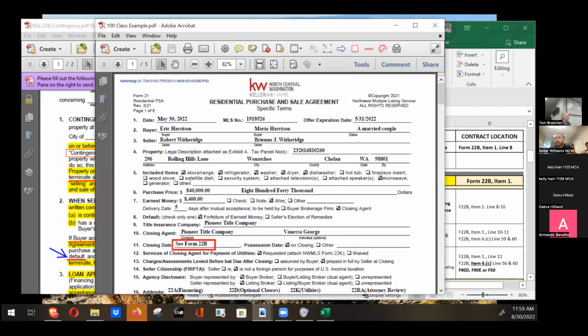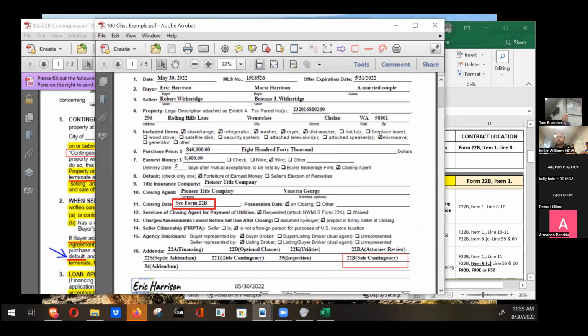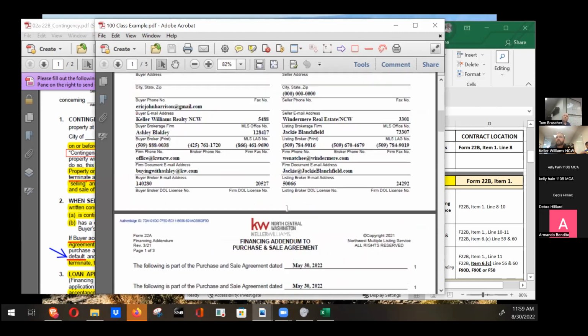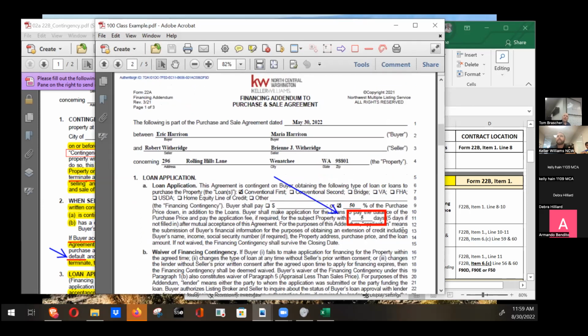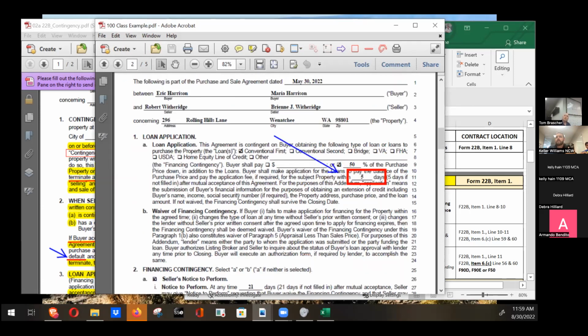This is a good time for me to show you this. This is acceptable. There's no way to calculate a closing date. You either leave it blank or you can write this in. This is something that Ashley drafted, and I'm using her as an example. And it also has a 22A in it. That date is completely irrelevant. Also, Form 22B controls time.